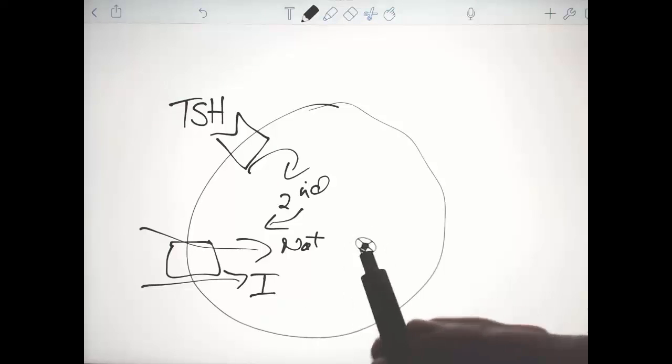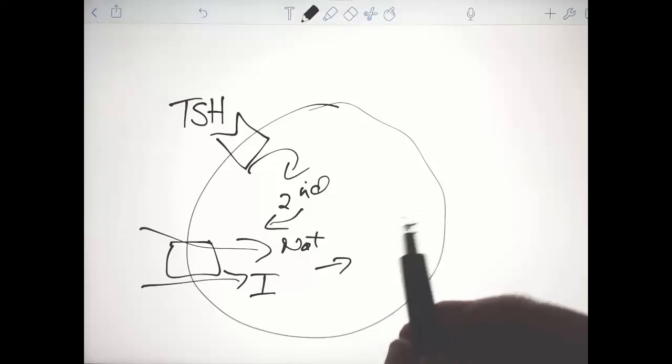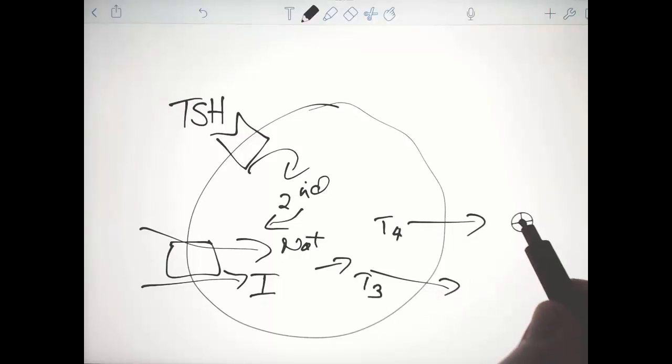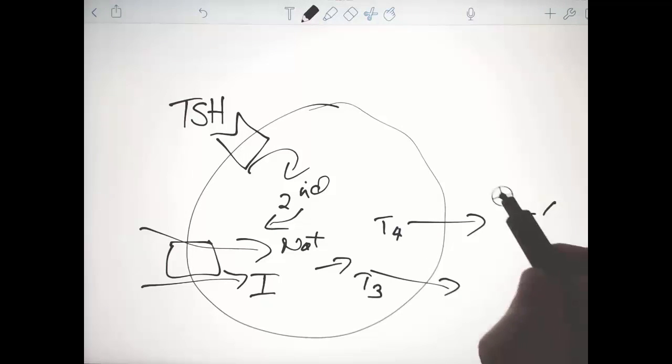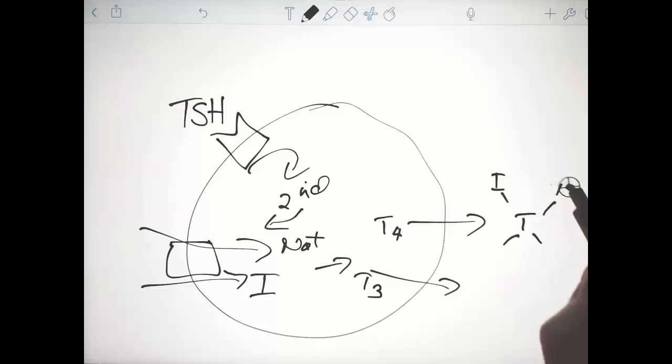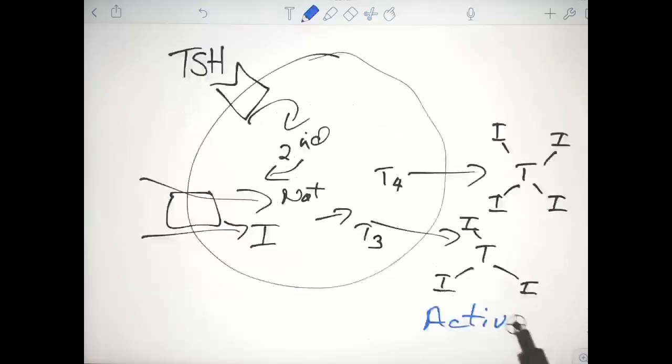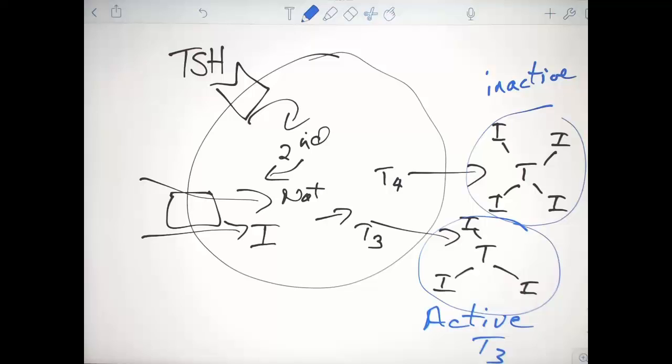It also activates the enzymes that make the thyroid hormones T4 and T3. T4 is called T4 because it has 4 iodines, and T3 has 3 iodines. And we'll get back to why both active T3 and inactive T4 are secreted.